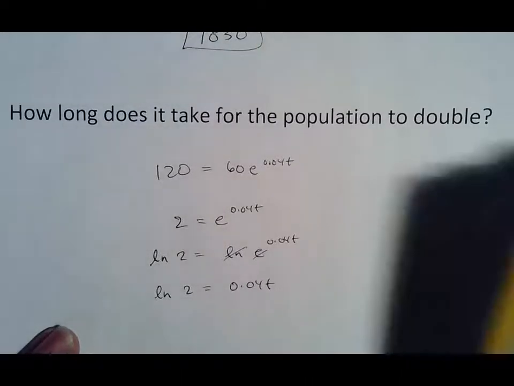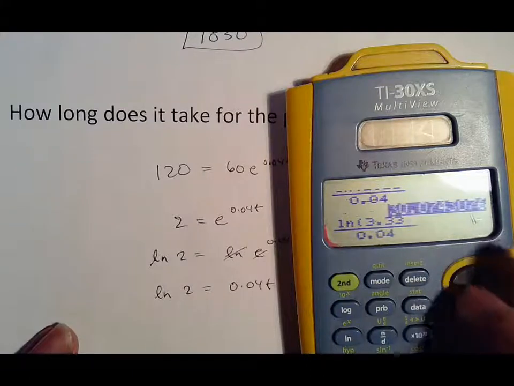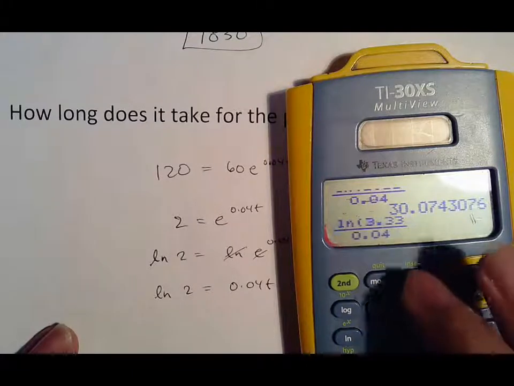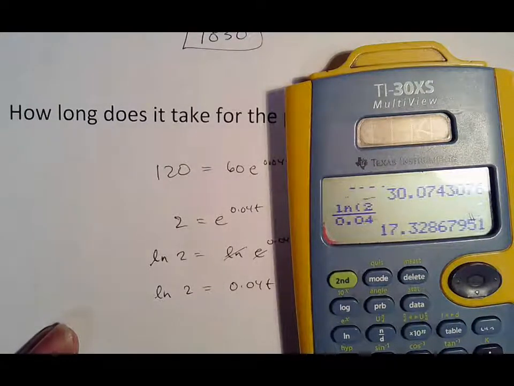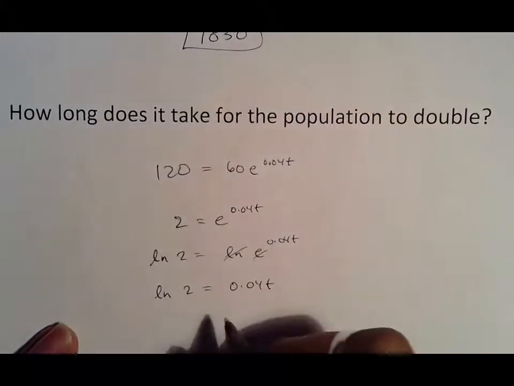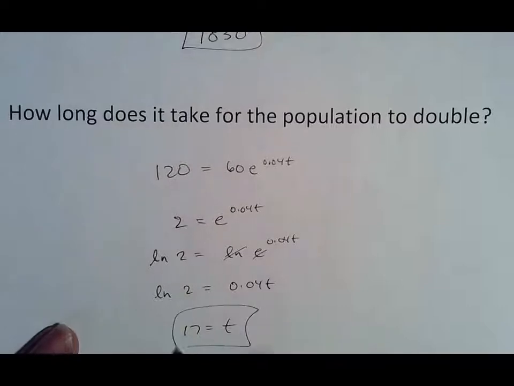And again, if I divide by 0.04, I'm just going to steal this up here. So natural log of 2 over 0.04 is what I end up with, and I get about 17. So 17 years for the population to double from where it's at would be your answer. Again, if they want a decimal, 17.3.